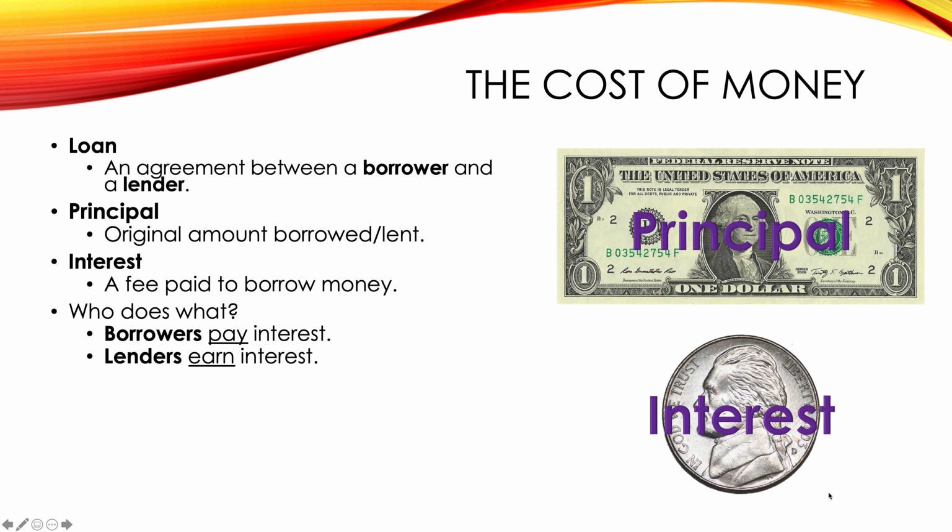And so you have to remember who does what. The borrowers pay interest, the lenders earn interest. If you're thinking like bank accounts and stuff right now, don't get there yet. We're going to talk about that down the road in another video. Just remember right now, borrowers pay interest, lenders earn interest. So borrowers don't like interest at all. Lenders love interest. So here's the next term possibly for you.